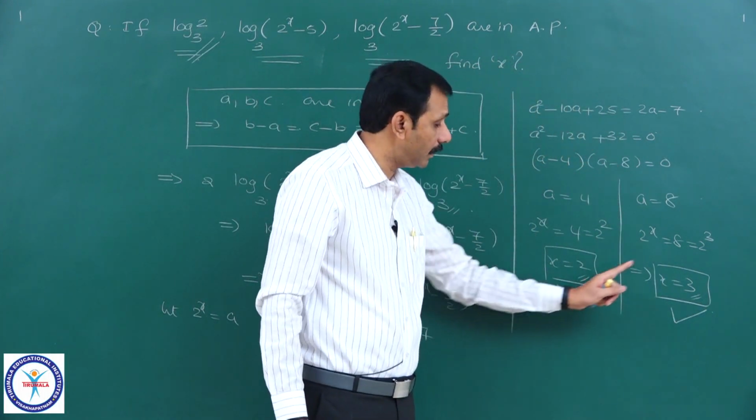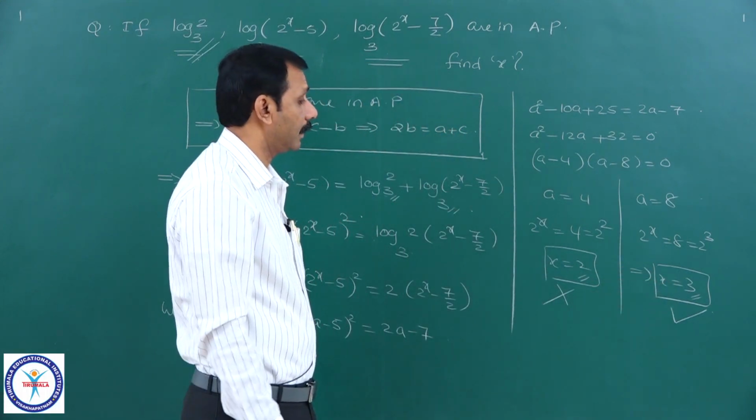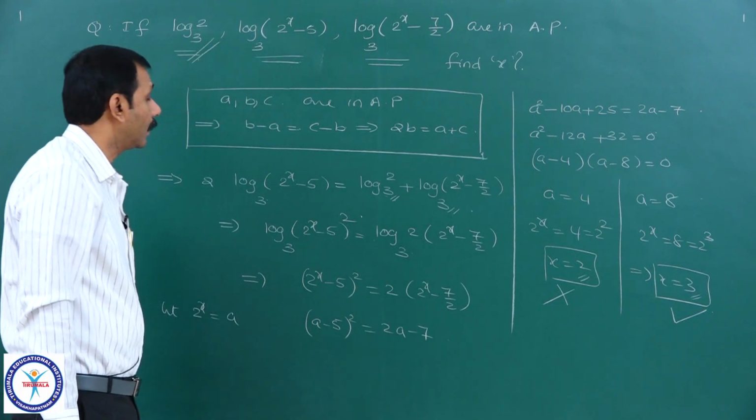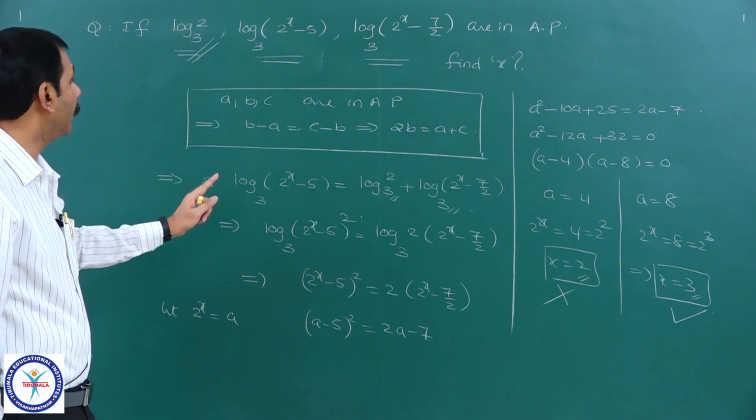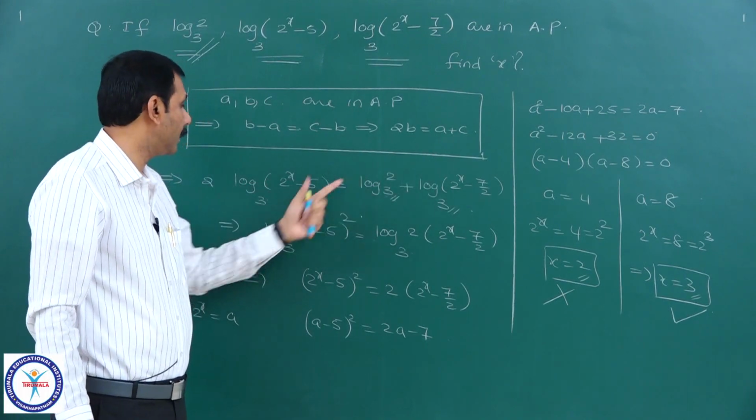It is rejected and it is the possible value of x here. Hope you understood this one. Only the point you must know: if a, b, c are in AP, it implies 2b equals a plus c.